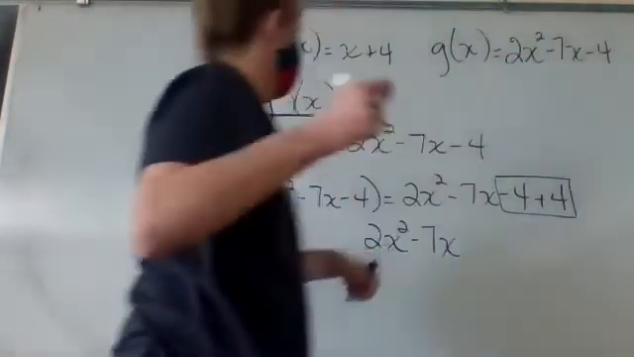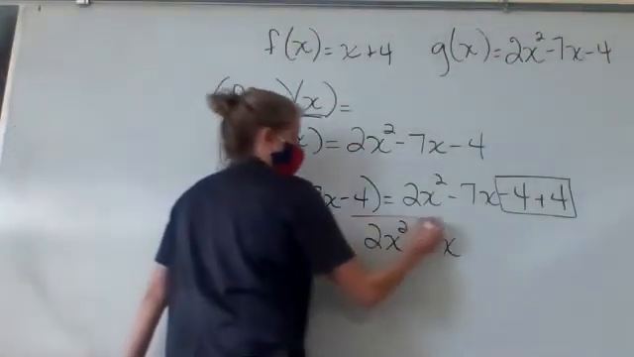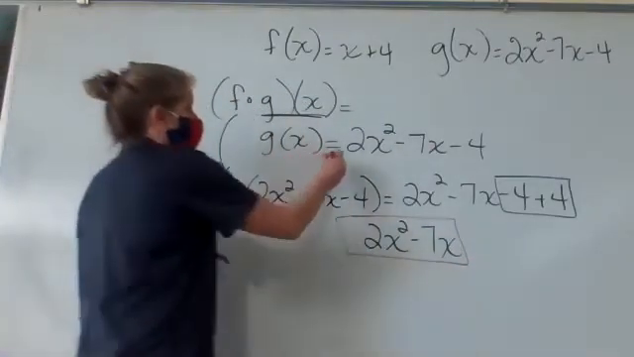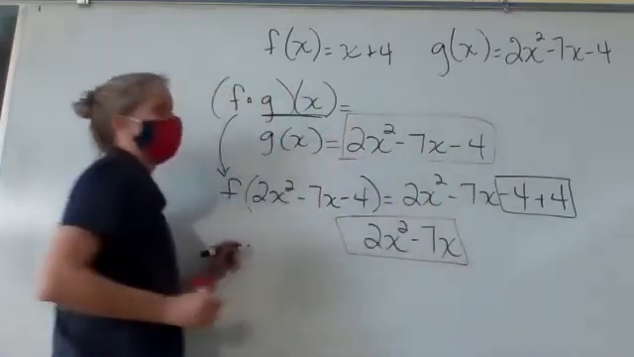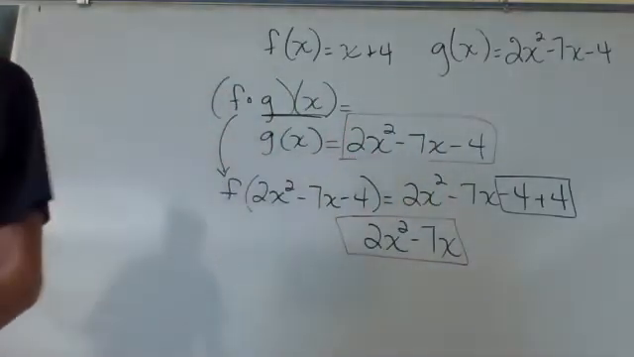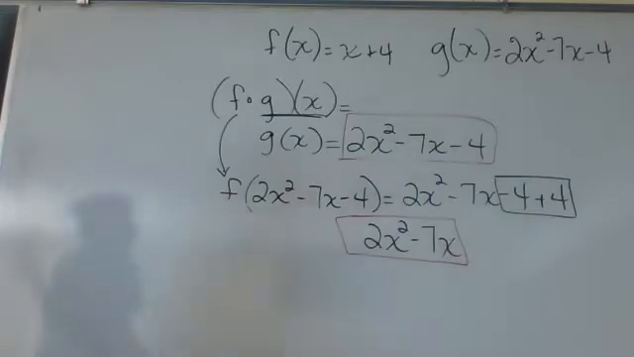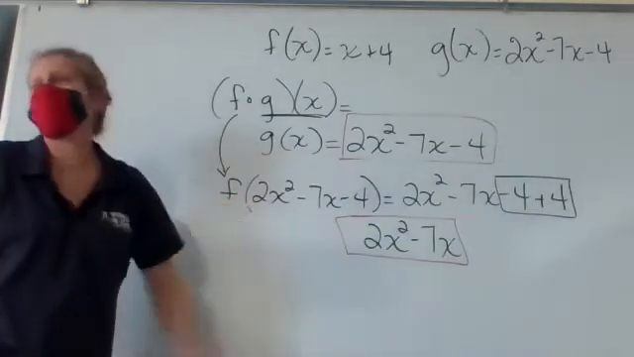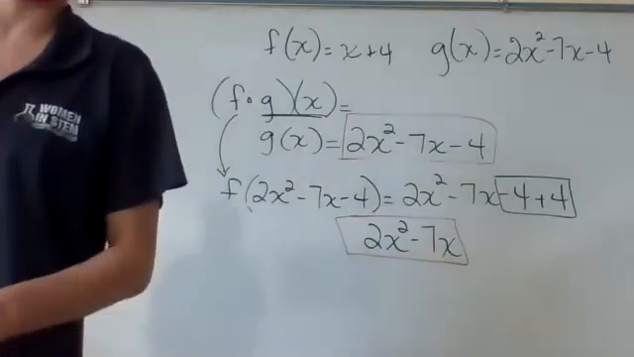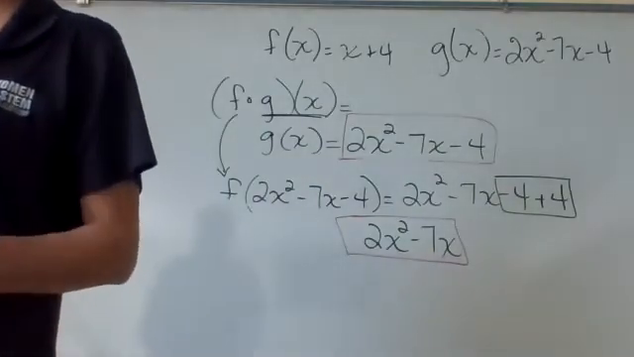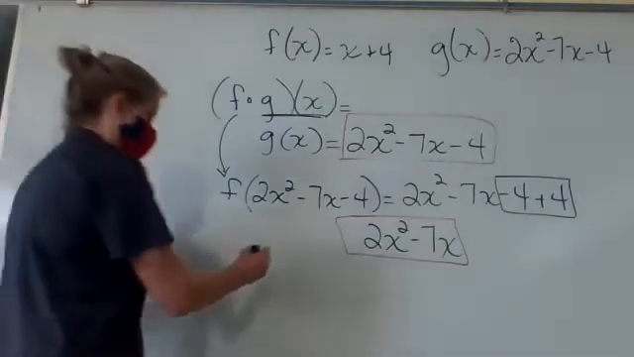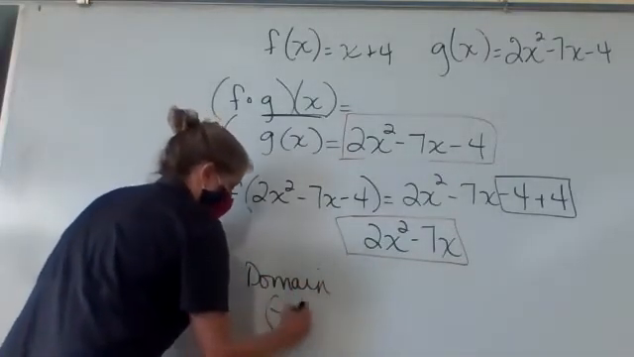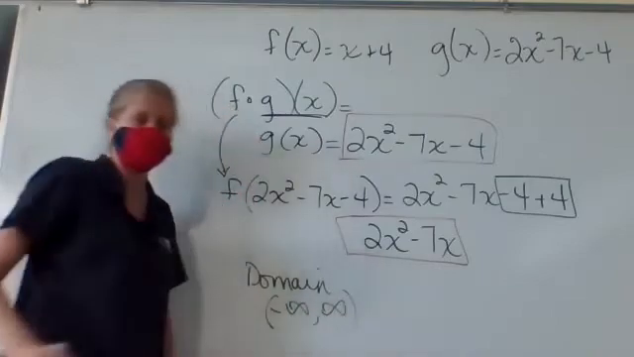Its domain. Again, two places you look. The final answer and then the first part answer. Those two places. You can't have any restrictions in any of those two spots. But I don't have any restrictions in either of those spots, right? None of them have an x in the denominator. So there's no restrictions again. So the domain, once again, would be negative infinity to positive infinity.